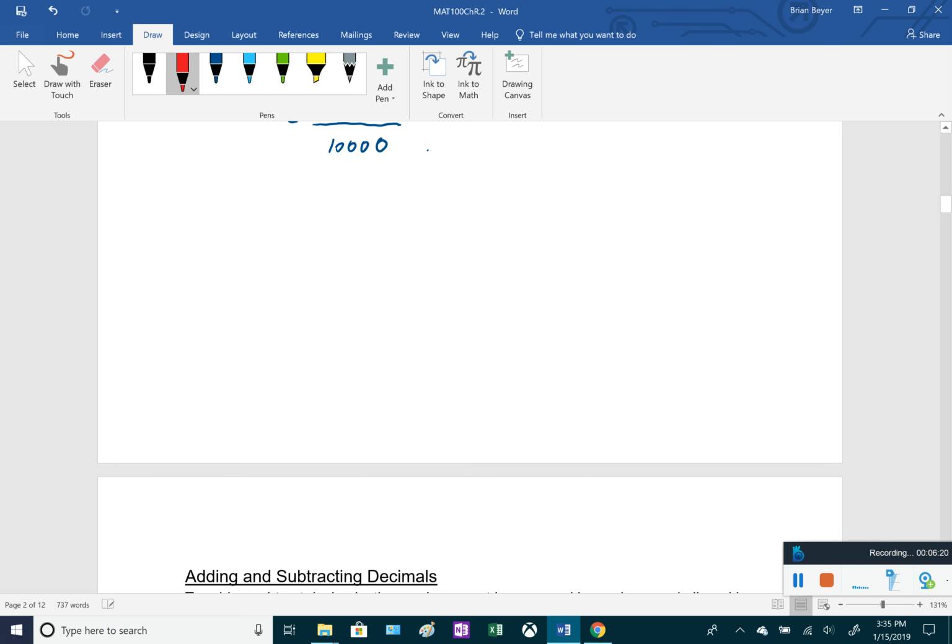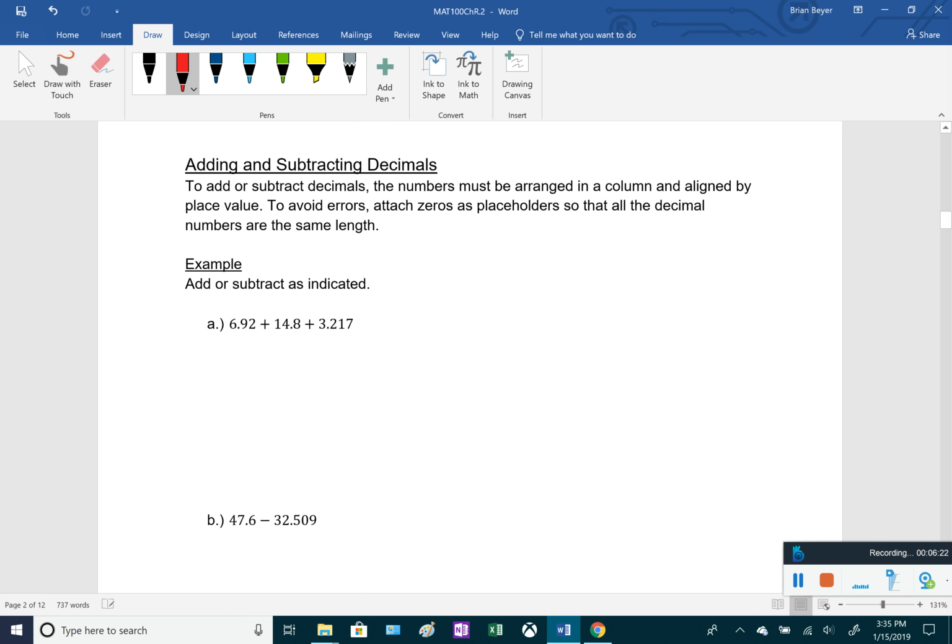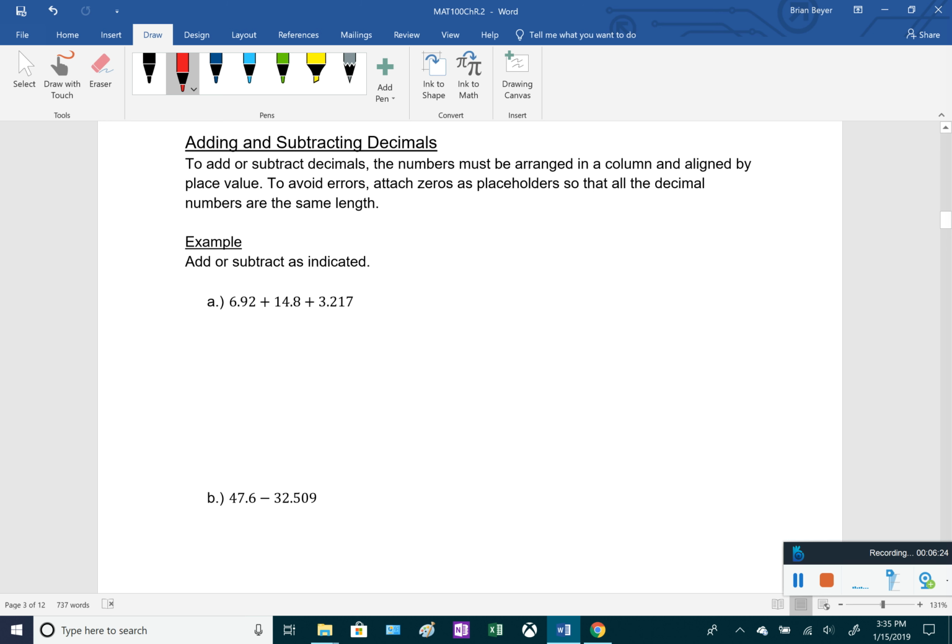So that's going from a decimal to a fraction. So let's get some practice with adding and subtracting the decimals. When we're adding and subtracting decimals, we're going to arrange them in a column, and we're going to align them by place value. So we're going to have each decimal right on top of each other.